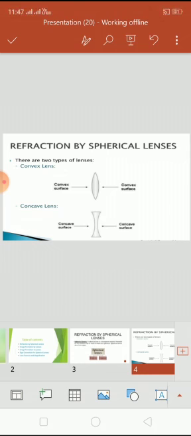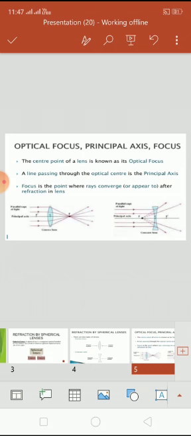Lenses are commonly used to correct vision defects of the human eye. They are used in microscopes, telescopes, cameras and projectors. So these are the terms used in lenses.